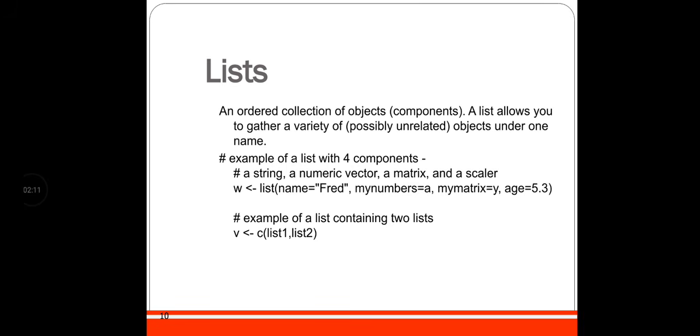Lists. A list is a collection of different types of objects. It can contain vectors, matrices, data frames, strings, or even other lists. Elements in a list are accessed using double square brackets. Lists are useful when we need to group related but different kinds of data together.